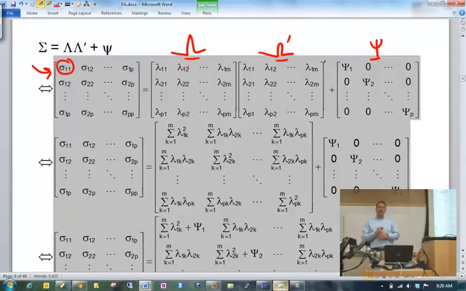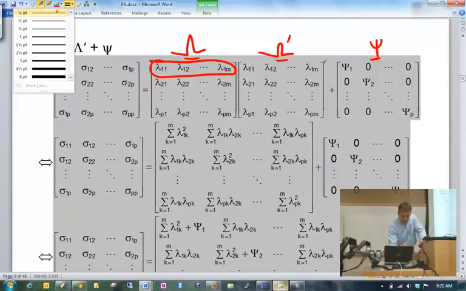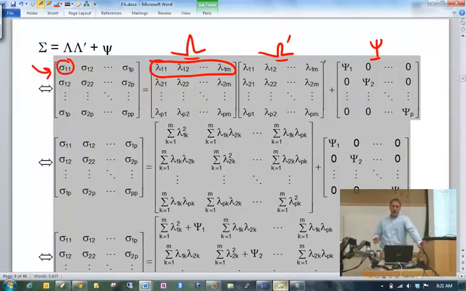Now let's multiply out lambda times lambda prime. So remember how to multiply matrices. I'm going to take this first row. Normally I would then take it times the first column of the matrix right next to it. But remember, I'm taking the transpose of that matrix. So what ends up happening is I'm taking the first row of lambda times the first row of lambda prime. Notice I have lambda 1,1 times lambda 1,1 plus lambda 1,2 times lambda 1,2. In other words, I have the square of the lambdas in the first row.